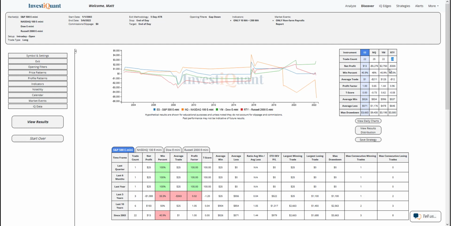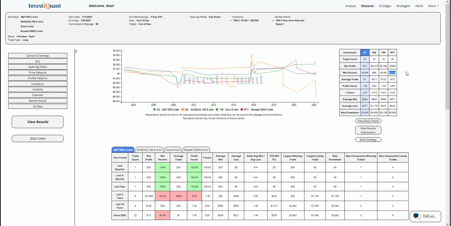Win rates on these are neutral to weak, and we've got S&P at 41%, which means 41% of these have closed above the opening print for that session. For the NASDAQ, it's 48%. For the Dow, 41%. The Russell's the only one north of 50 at 54%.